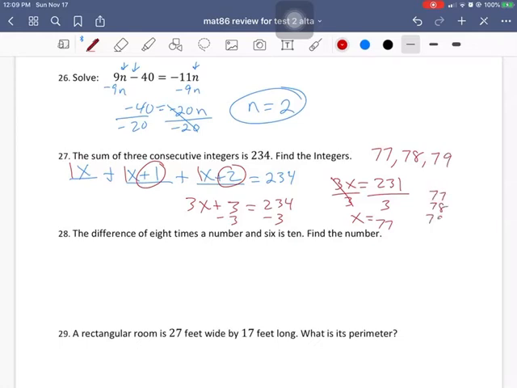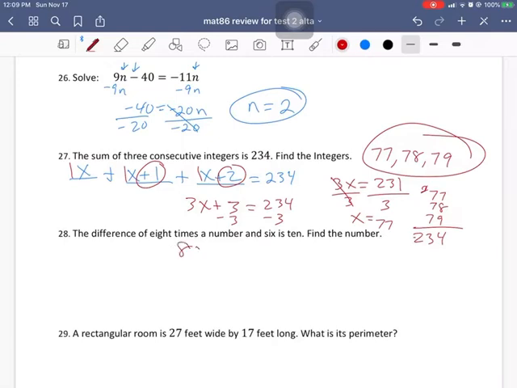And just a quick check to make sure. 7 and 7 is 14. Carry the 1, 3 is 4, 21, 22. Let me make sure I use my calculator here. 77 plus 78 plus 79 is 234. So I was supposed to carry the 2. Okay. So that's correct. That's my answer.